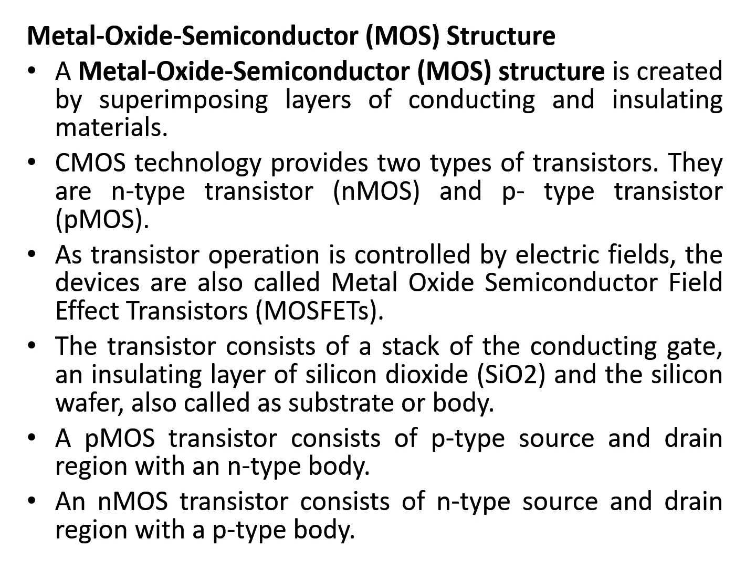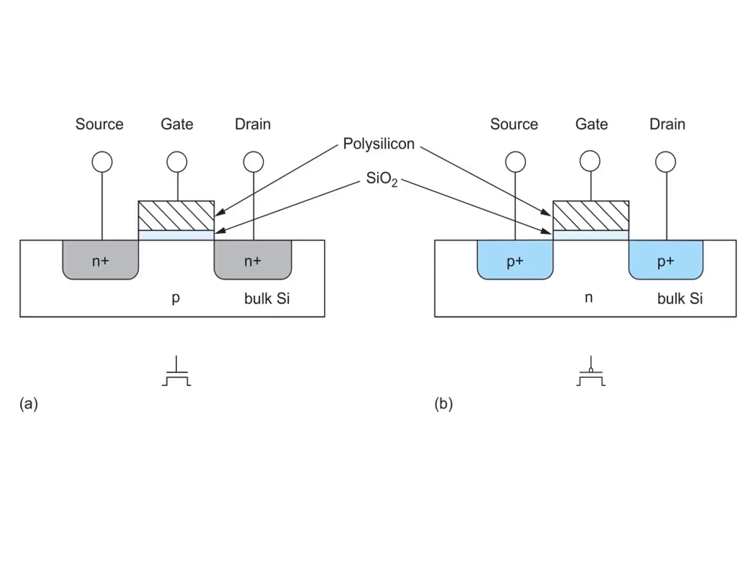A PMOS transistor consists of a P-type source and drain region with an N-type substrate. Similarly, an NMOS transistor consists of an N-type source and drain region with a P-type substrate. This diagram represents an NMOS and a PMOS, where the NMOS has N-type source and drain on a P-type silicon substrate, and the PMOS has a P-type source and drain on an N-type silicon substrate.